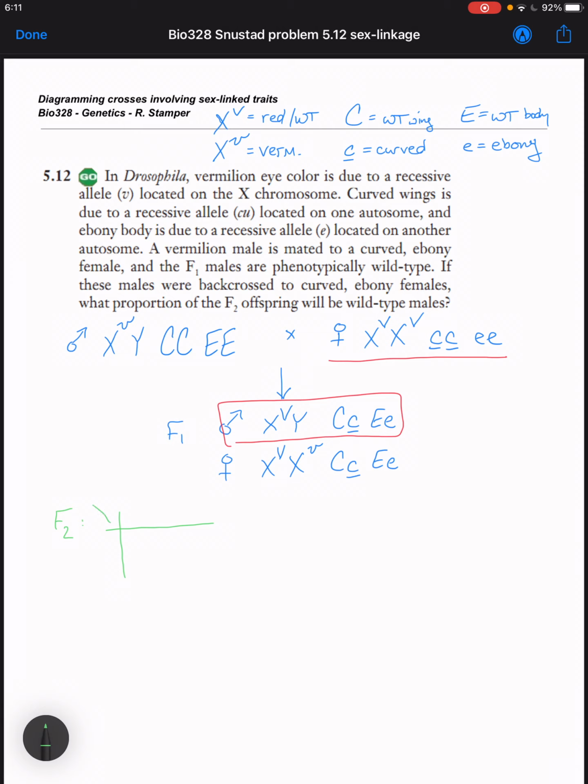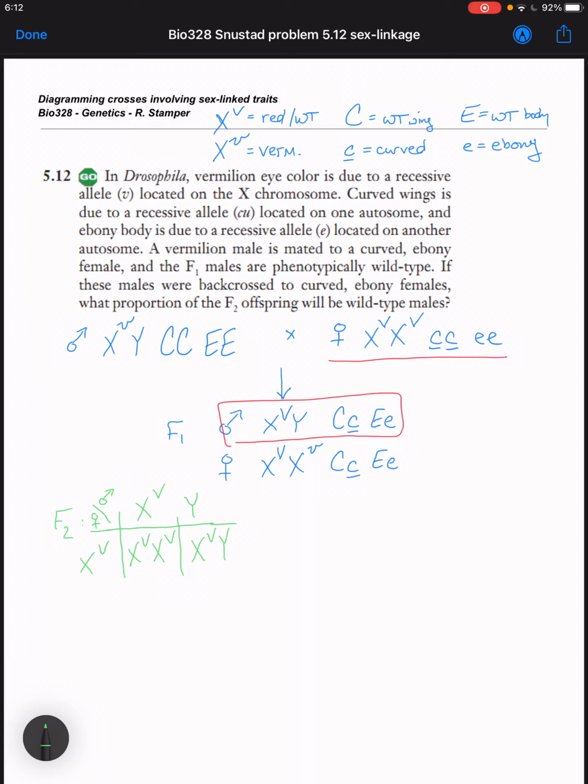So as I go along here, I'm going to put male on the top, female on the side. So that male can give me X dominant V or Y. And the female can only give me X dominant V. And I'm only looking at the XY pairs right now. And so I can get that or that outcome. Two possibilities.